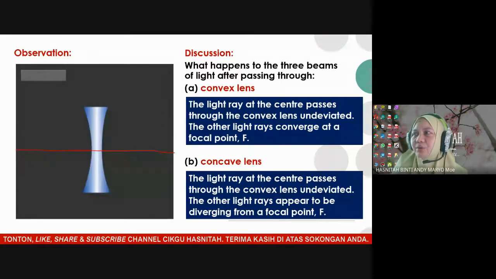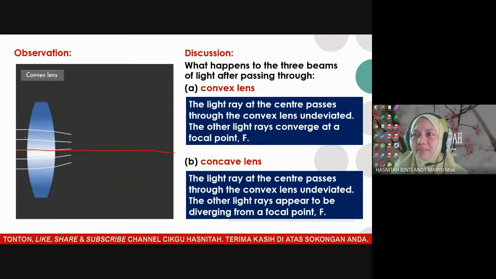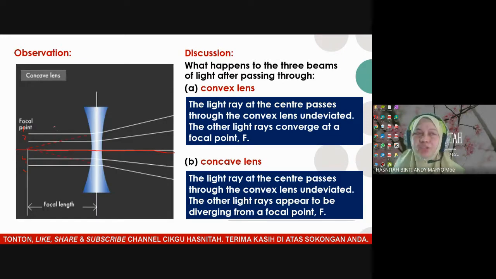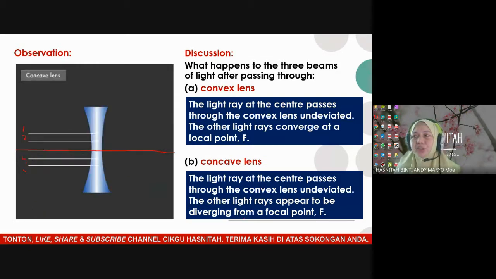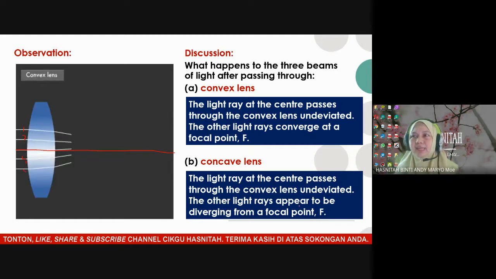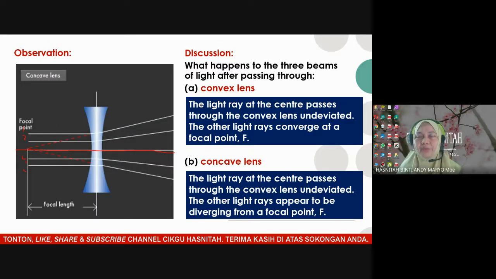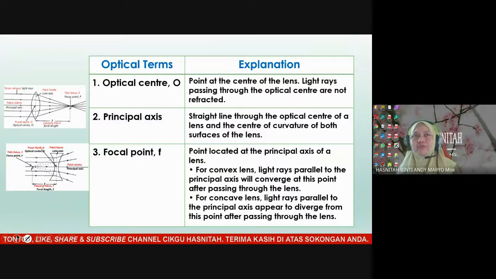While the other light rays converge at a point. For the convex lens, you can see light number 1, number 2, number 4, and number 5 converge to a point. While for the concave lens, light number 1, number 2, number 4, and number 5 diverge from the focal point in front of the lens. So here we understand that a convex lens converges light rays, and a concave lens diverges light rays. So we have done the first part.